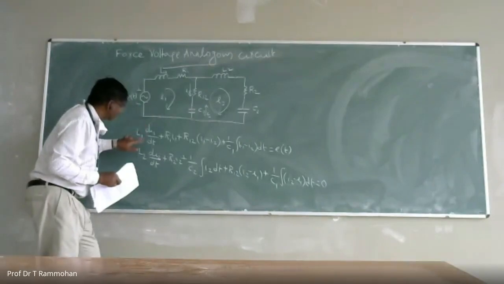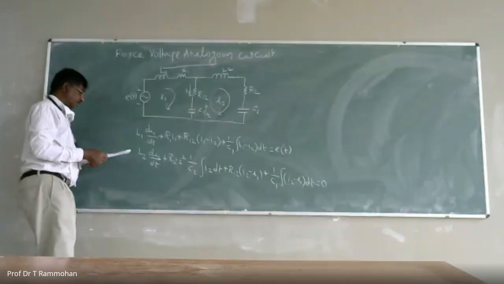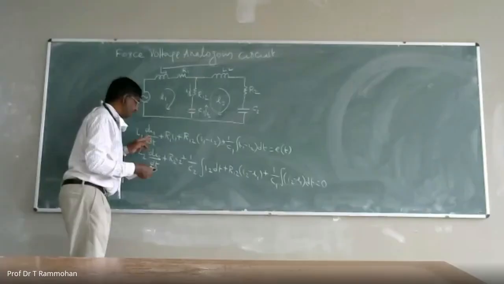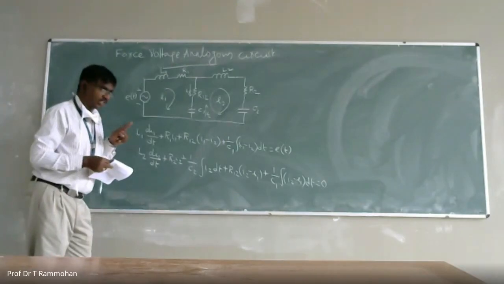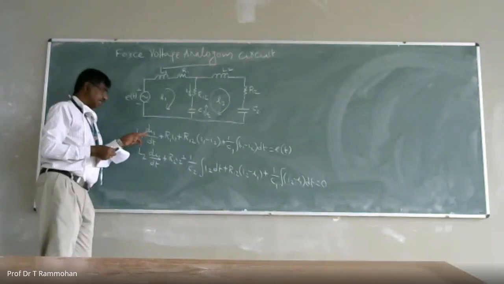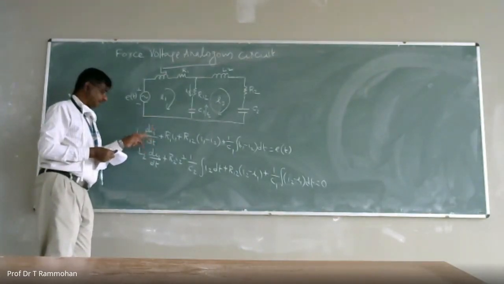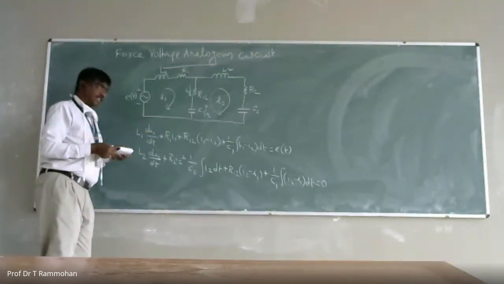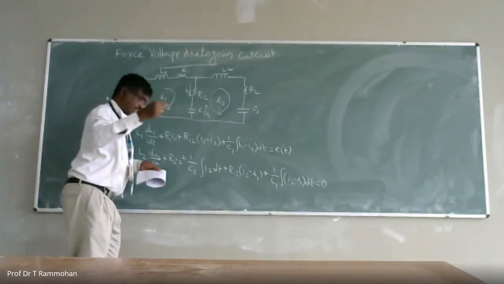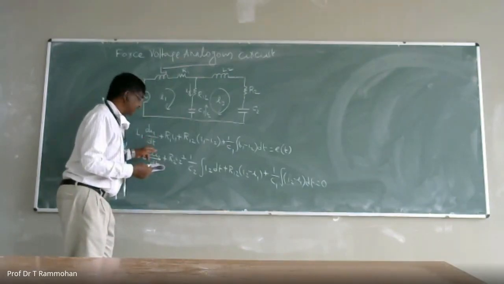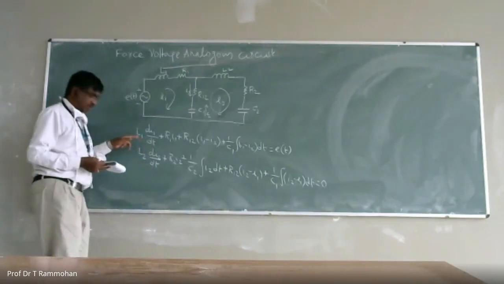Now you compare this first equation, loop equation 1, with the mechanical equation. Please listen to your note, it is available in your note. M1 d square x1 by dt square. If I replace this with velocity, that also we have written there. At the bottom, you see M1 dV1 by dt.